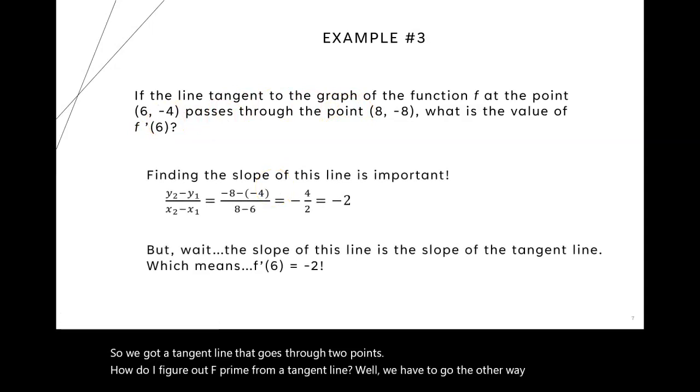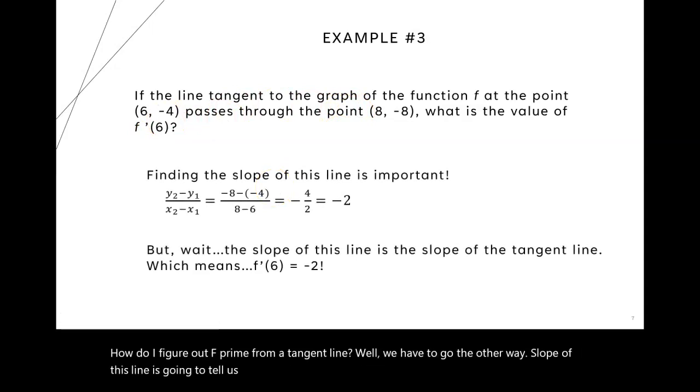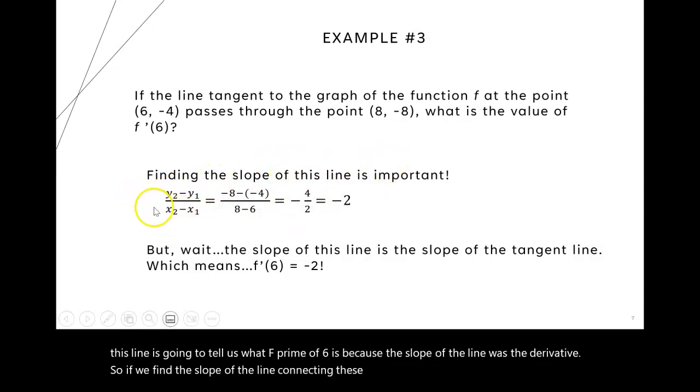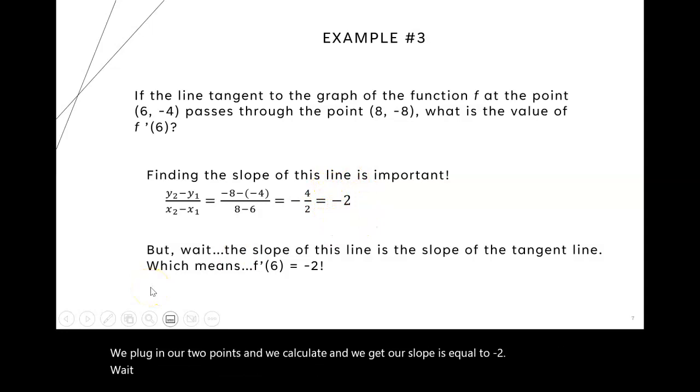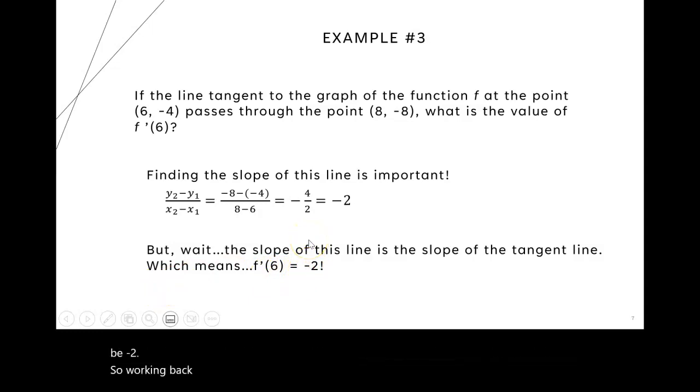The slope of this line is going to tell us what f prime of 6 is because the slope of the line was the derivative. So if we find the slope of the line connecting these 2 points, y2 minus y1 over x2 minus x1, we plug in our 2 points and we calculate and we get our slope is equal to -2. Wait, the slope of the line is the slope of the tangent line, so that means f prime of 6 had to be -2. So working backwards in that case, connecting slope and derivative is a key part of this.